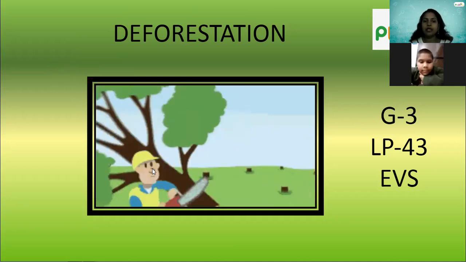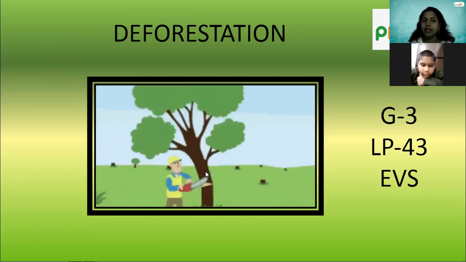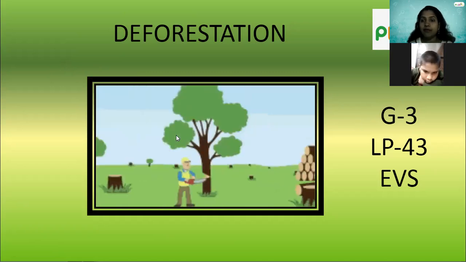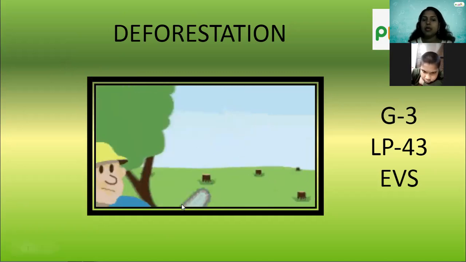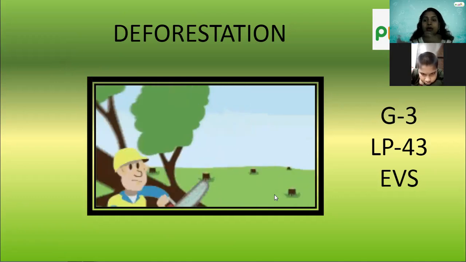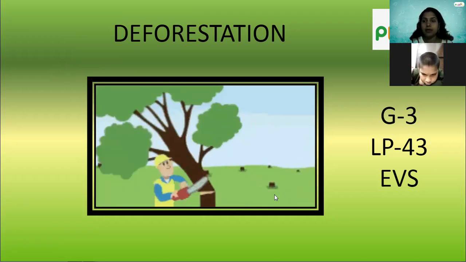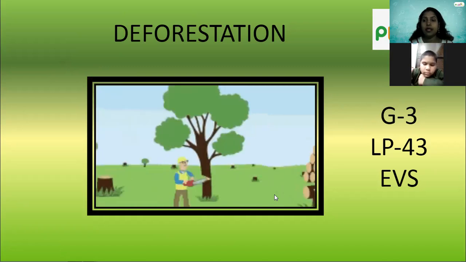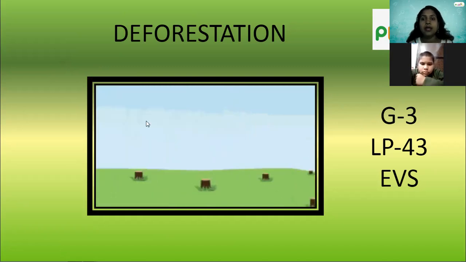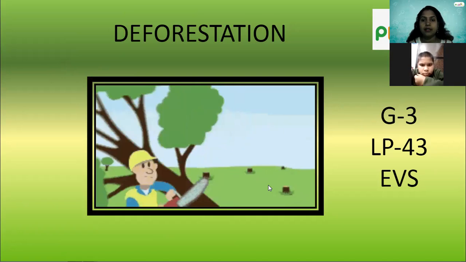Okay. So can you see in this picture? That means cutting down of trees is known as deforestation. This is known as deforestation. Cutting down of trees of a large amount, more and more trees. When we cut it down, then we can say this is deforestation.